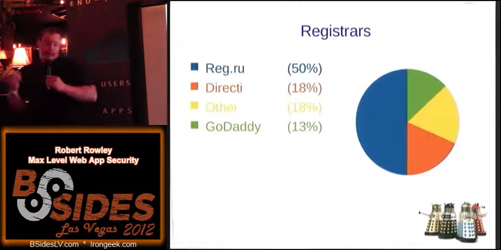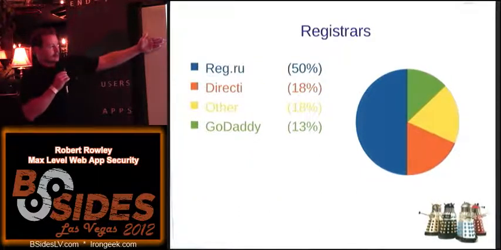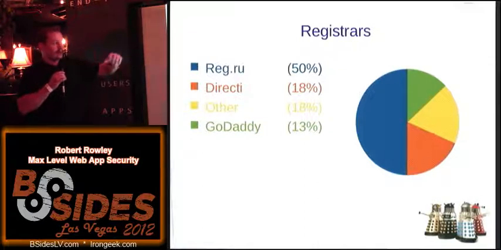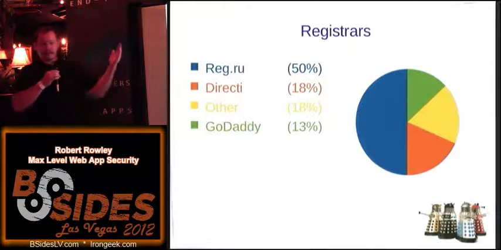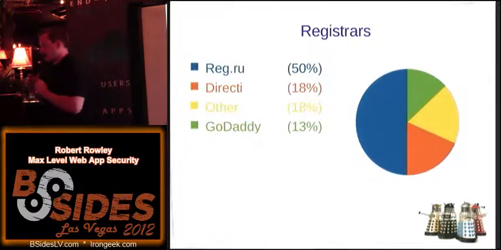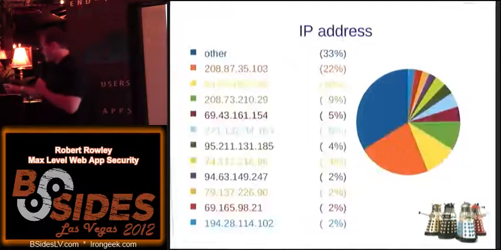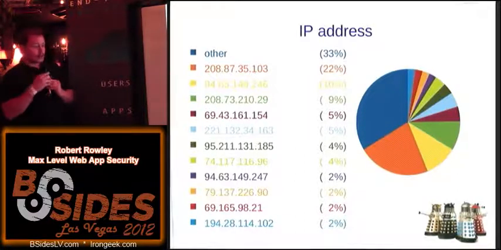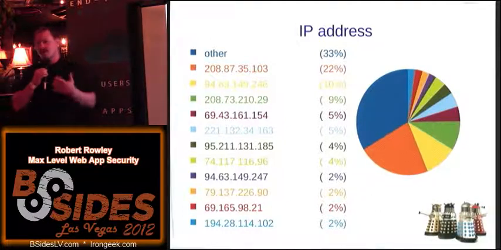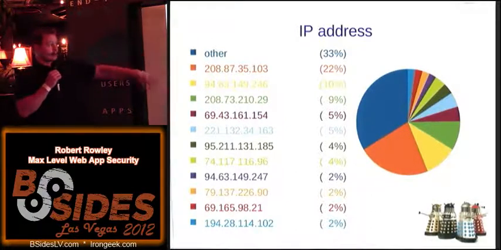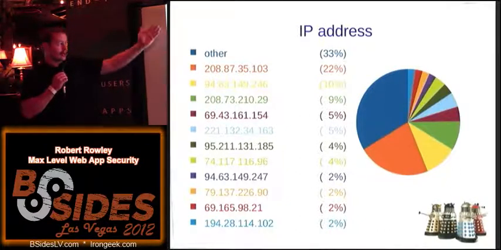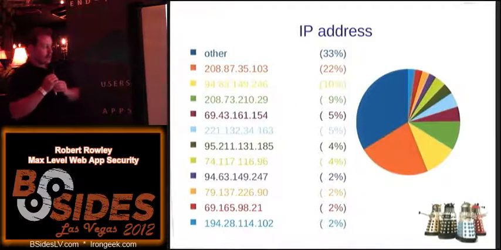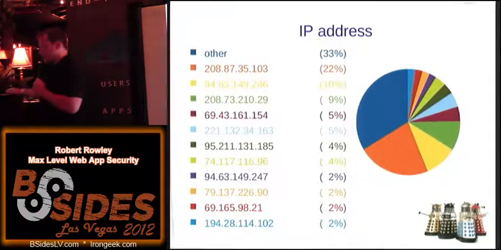So I looked up the registrars, and surprise, reg.ru was half of them. Then it was Directi and various other ones, and GoDaddy. In these cases, again, it's no surprise. It's .ru, reg.ru. Chances are they got a deal or they scammed their system there and they registered a crap ton of domains. The IP addresses that these domains resolved to didn't show a lot of information. There were various. A third of them were random, and then 208.87.3.5 was 22%, and then so on and so forth. There wasn't a lot of good information in that.